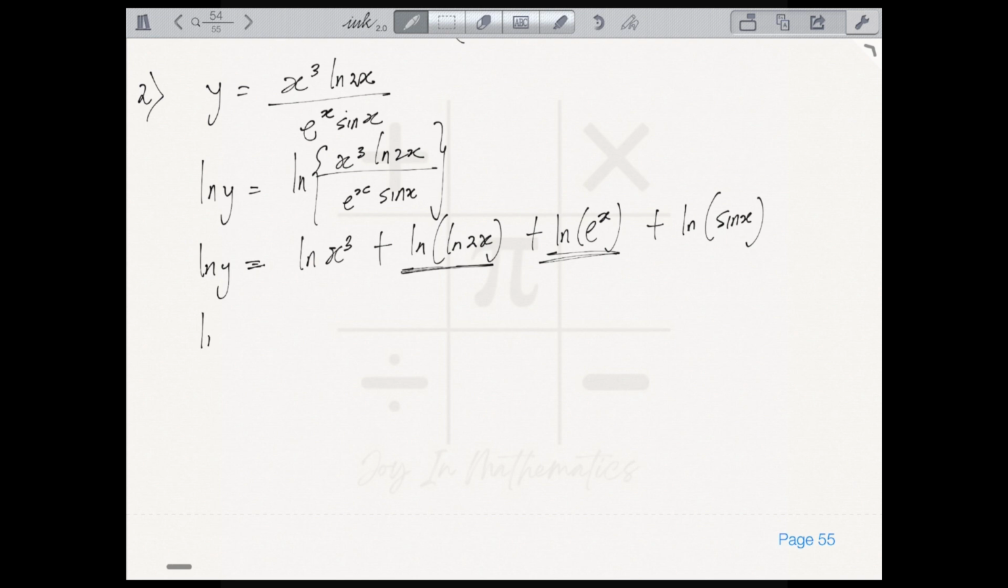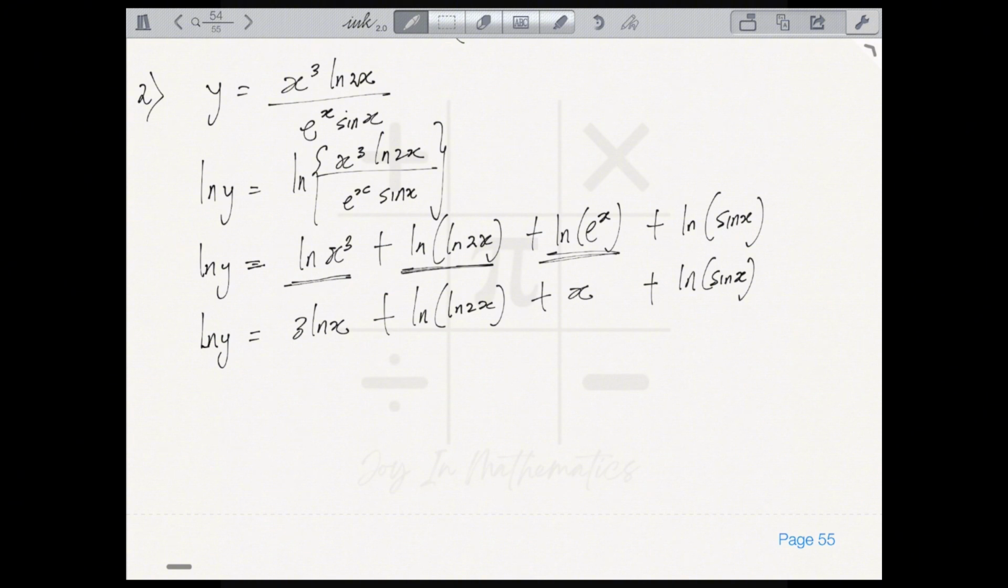So we have that ln y, natural logarithm of y, is ln x raised to power 3 times ln 2x times e raised to power x times sine x. And likewise, we can also split further, applying the third law of logarithm to give us 3 ln x plus ln of ln 2x plus x plus ln sine x.